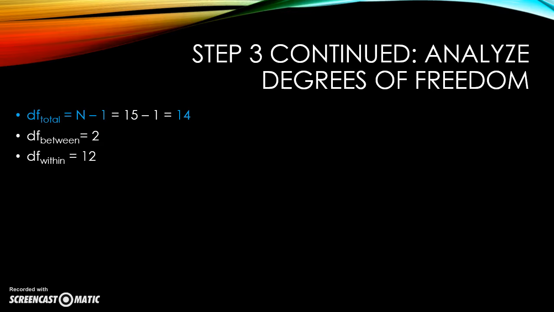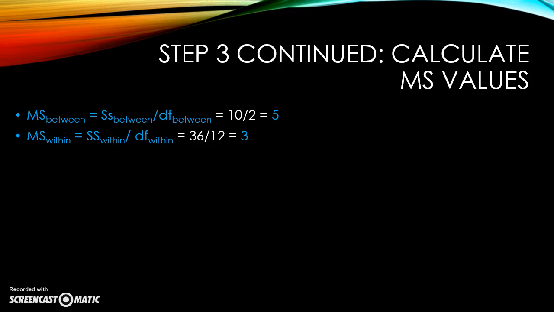You'll be using the data from the sum of squares and the degrees of freedom in the next step, which is to calculate the MS values, or the mean of squared deviations, as was said earlier. So for MS between, we'll take the sum of squares between divided by the degrees of freedom between, 10 divided by 2, 5. And for MS within treatments, we would take the sum of squares within treatments divided by the degrees of freedom within treatments and get 3.